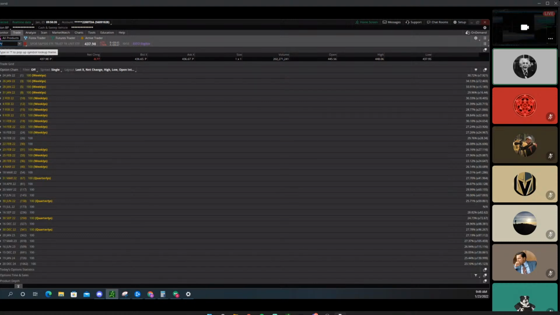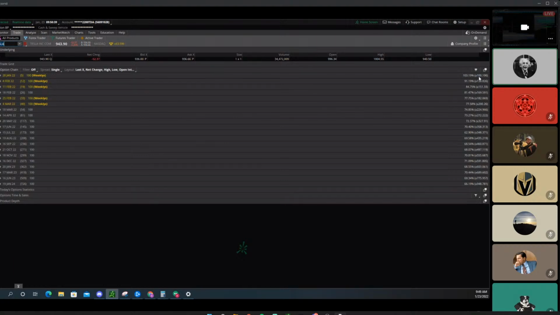It is pretty wild, but look at Tesla now. They're expecting a move of about $100 on Tesla. I don't know the earnings on Tesla this week, but if it is, that's the move that they're expecting on Tesla.